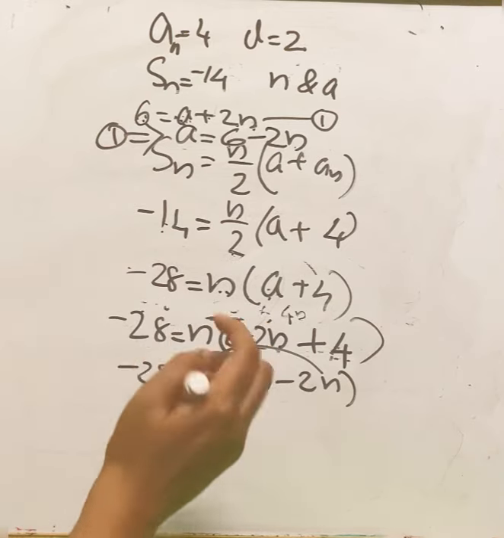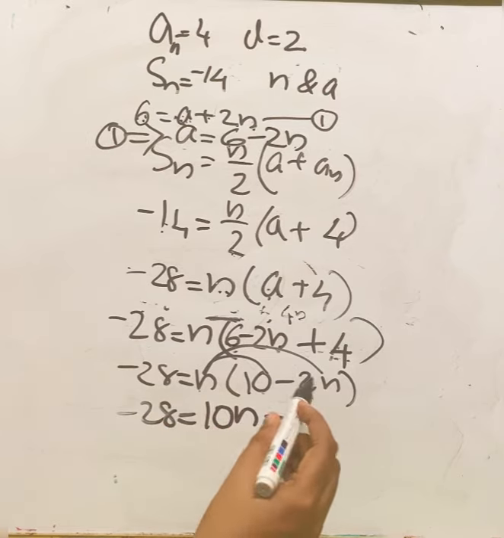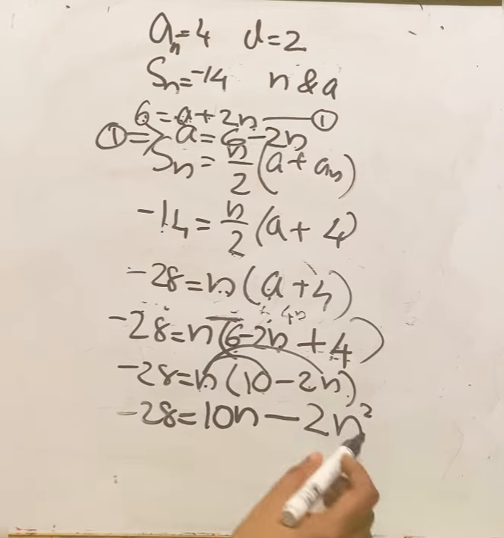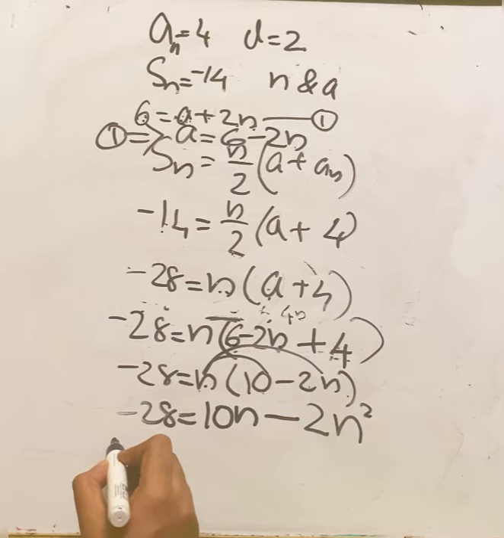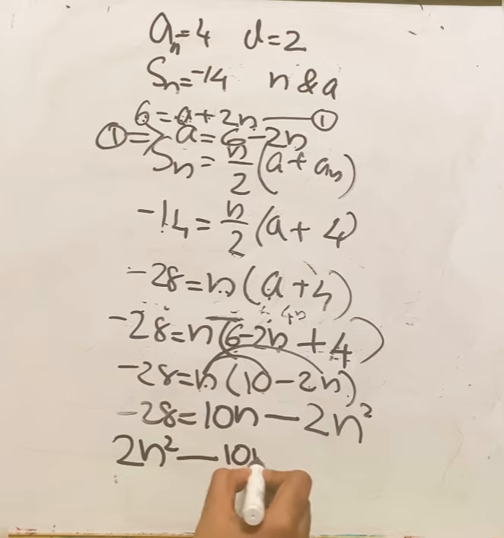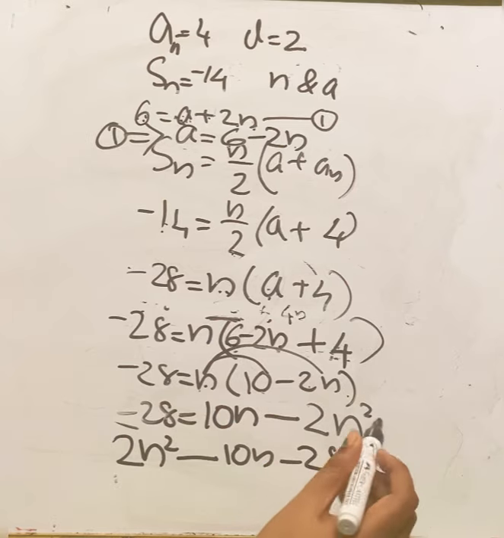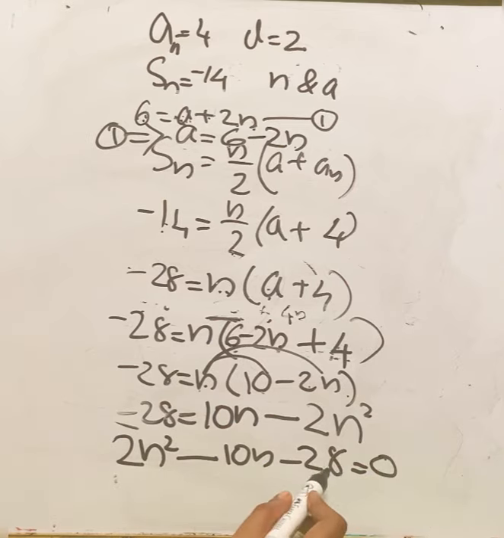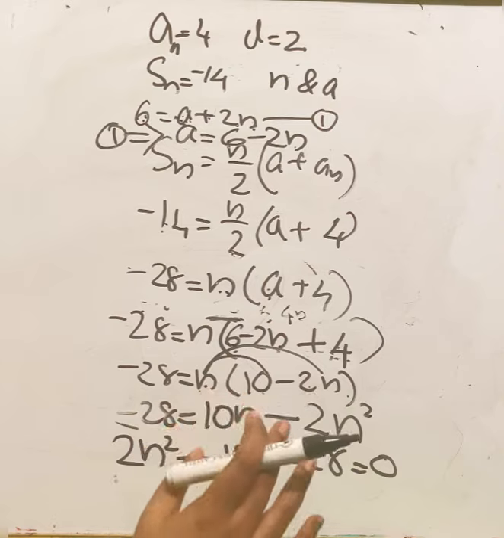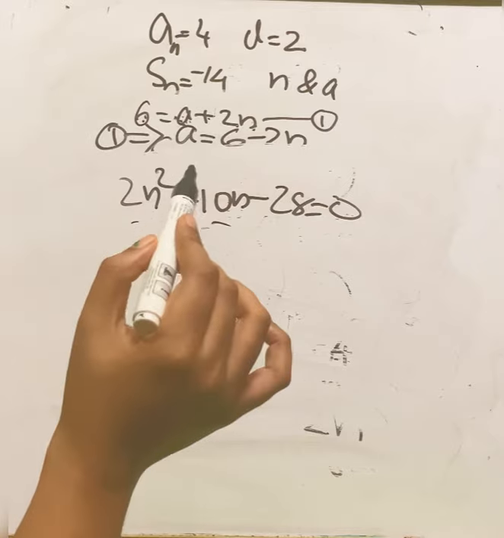And now it becomes negative 28 equal to n into 10, 10n minus 2n into n, minus 2n square. N into n is n square. Now rearranging this, we have plus 2n square. If you are taking this to the side, plus 2n square minus 10n. We have already minus 28 on this part. So you will write minus 28 equal to 0. Now this is a quadratic equation in n. Now you can solve this by using middle term splitting method and you will get the value for n. This is the equation. We can reduce this equation to least form because all the terms contain 2 as the factor.